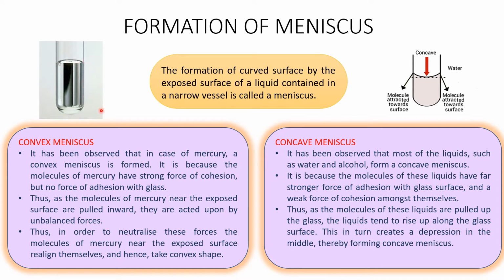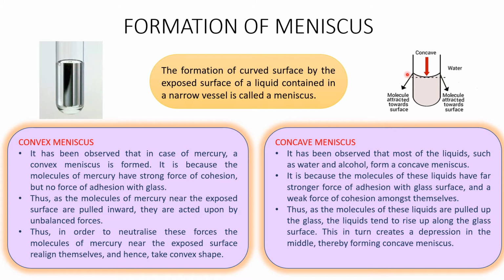Now, convex meniscus. It has been observed that in the case of mercury, a convex meniscus is formed. It is because the molecules of mercury have a strong force of cohesion, but no force of adhesion with the glass. Thus, as the molecules of mercury near the exposed surface are pulled inward, they are acted upon by unbalanced forces. Thus, in order to neutralize these forces, the molecules of mercury near the exposed surface realign themselves and hence take a convex shape.